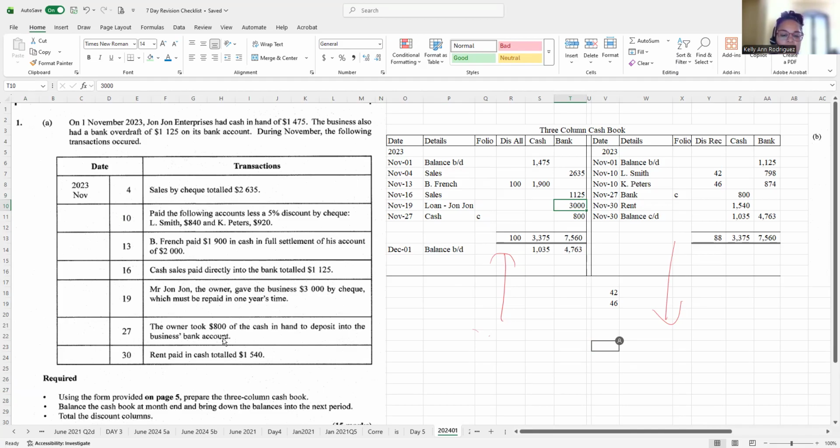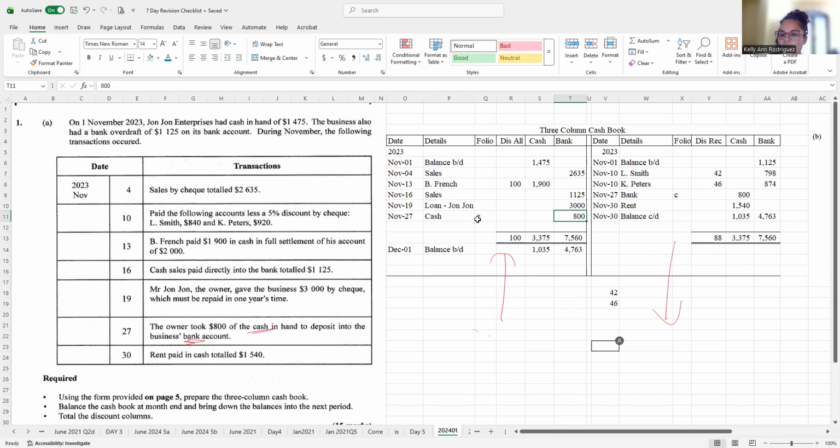The owner took $800, so they didn't tell you John, but John went and took $800 of the cash in hand to deposit it into the business bank account. So he took $800 from the cash in hand to deposit into the bank account. So what is happening here? Two things are happening. You have your cash, and now you have your bank. So once again, not to be confused, which one is increasing? You put money into the bank, so the bank will be increasing. So under your bank column, you have to put 800.